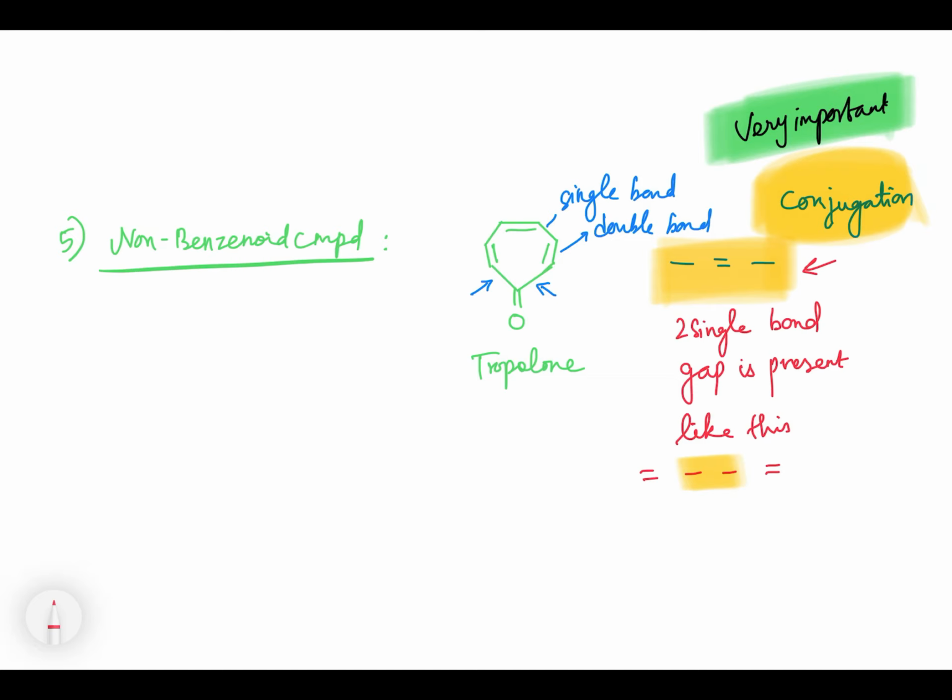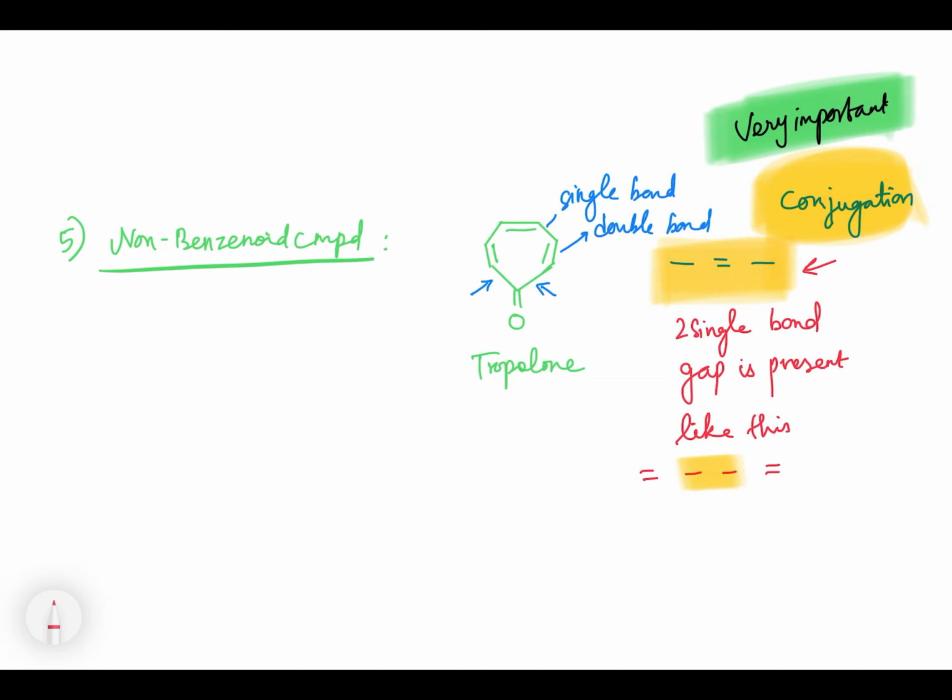And here, 2 arrows I marked. You can clearly see there are 2 single bonds together. Now this is a place where a 2 single bond gap is present, like double bond, double bond. That is not conjugation. So it is a non-benzenoid compound. The compounds which have conjugation are called benzenoid compounds, and the compounds which do not have conjugation, like this, tropolone is an example of a non-benzenoid compound.